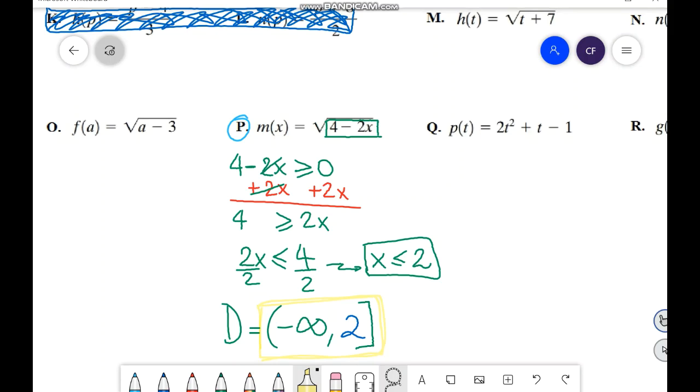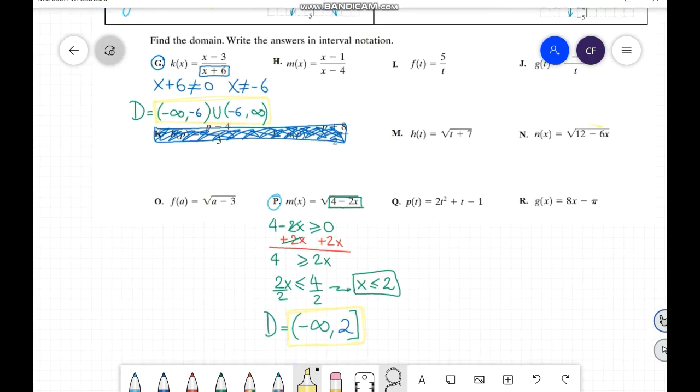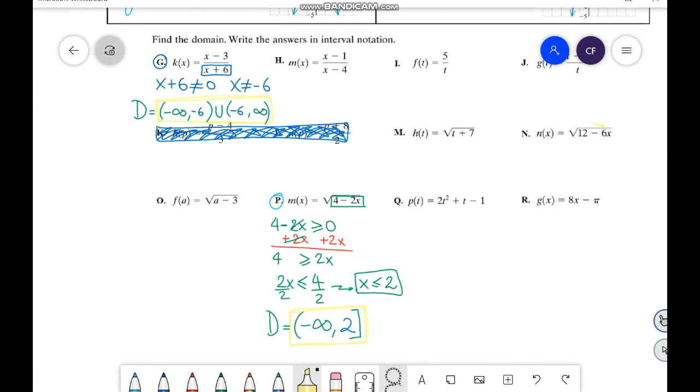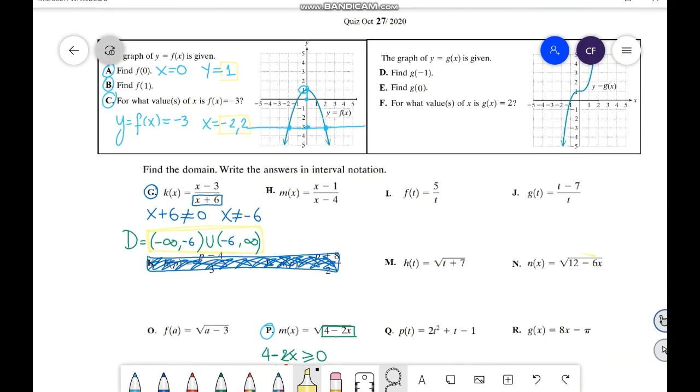And Kalia is asking to work on B. Yes, Kalia, on B, the graph, right? The graph. So this is P, which Noelia was asking. Now let's go back here to B.